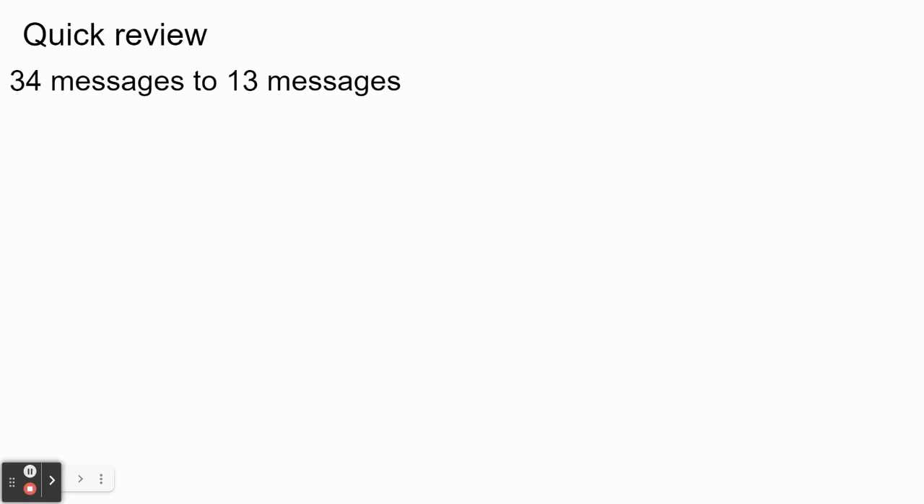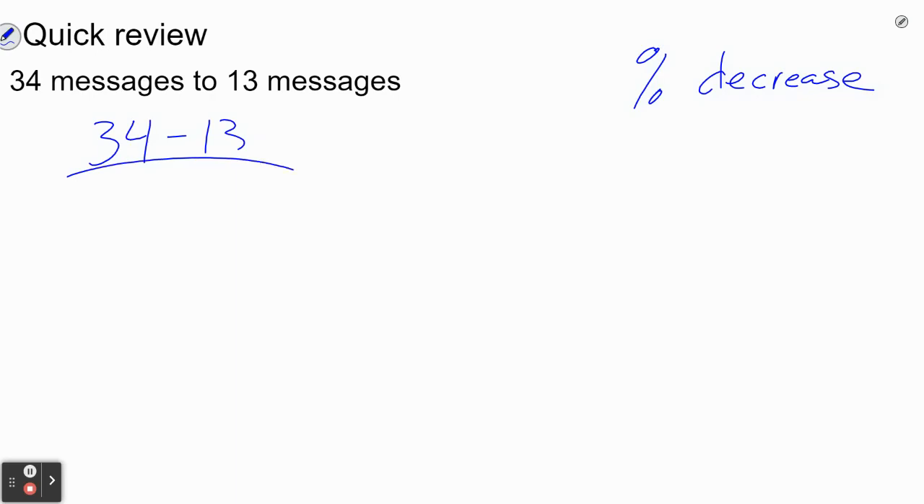If you have 34 messages on your phone, but then you deleted some to 13 messages, did you increase or decrease? Decrease. Got rid of some. So we already know we got a percent decrease. Okay? It doesn't matter which number comes first. Whichever one is larger is what we put first for subtraction. We do not want negative answers. And then my first one is the one that we divide by.